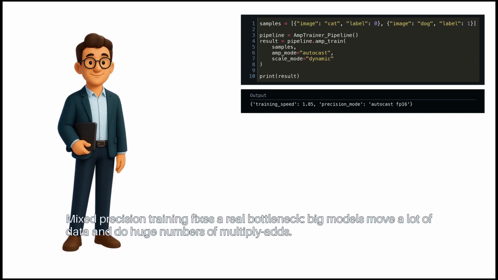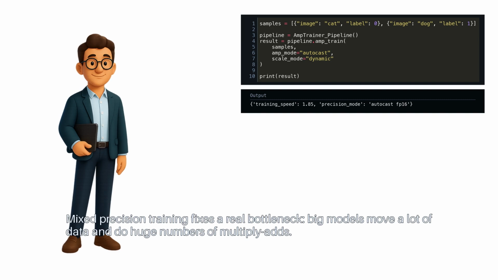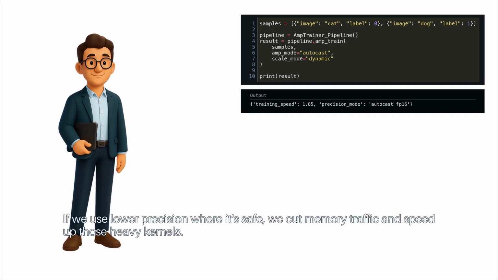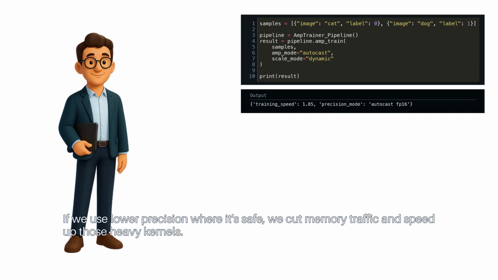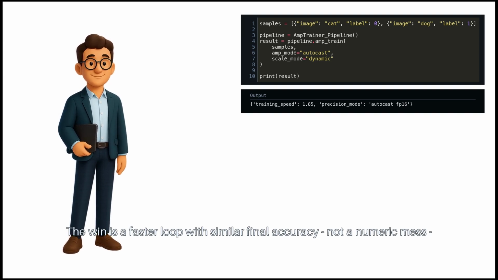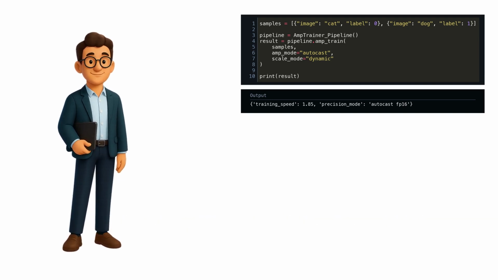Mixed precision training fixes a real bottleneck. Big models move a lot of data and do huge numbers of multiply adds. If we use lower precision where it's safe, we cut memory traffic and speed up those heavy kernels. The win is a faster loop with similar final accuracy. Not a numeric mess. And torch.amp is popular because it fits PyTorch patterns and hides most of the bookkeeping.